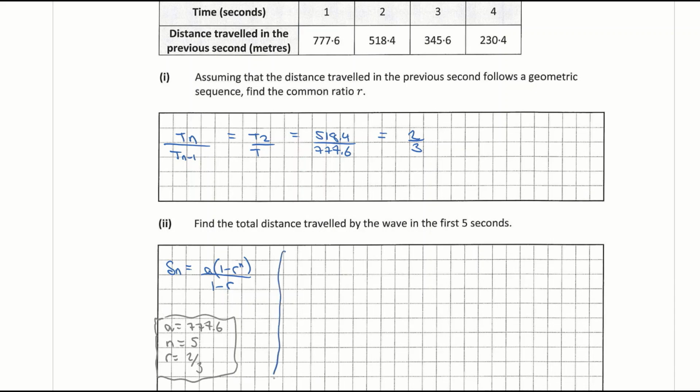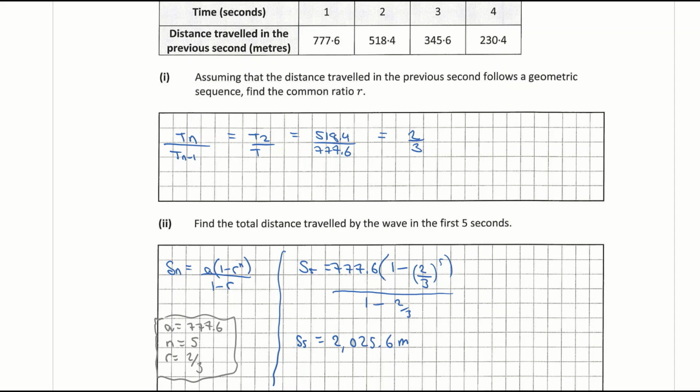And filling it into my formula now, I have the sum of the first 5 terms, so S5 is equal to a times, so 777.6 times 1 minus r, which is 2/3, to the power of n, which is to the power of 5. And that's all over 1 minus r, 1 minus 2/3. And when I put that into the calculator, I'm getting a total of 2025.6 meters.